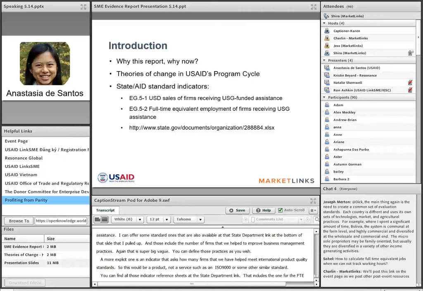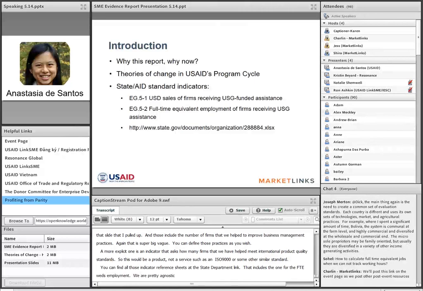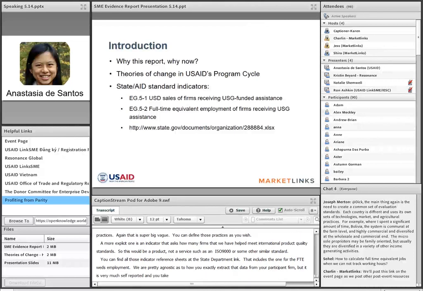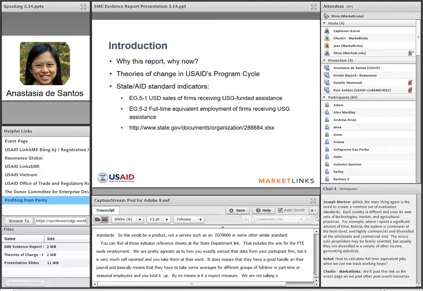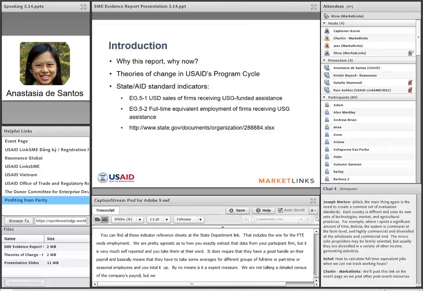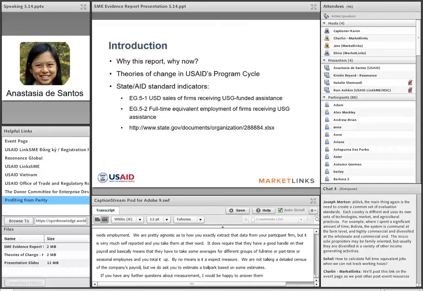And we're pretty agnostic as to how you exactly extract that data from your participant firm, but it is very much self-reported, and you just take them at their word. It does require that they have a good handle on their payroll, and it basically means that they have to take some averages for different groups of full-time or part-time or seasonal employees, and then you total it up. So it's by no means a very specific measure. We're not talking a detailed census of the company's payroll, but we do ask you to estimate a ballpark based on some estimates. And if you have any further questions about measurement, I would be happy to answer them. You can email me as well.